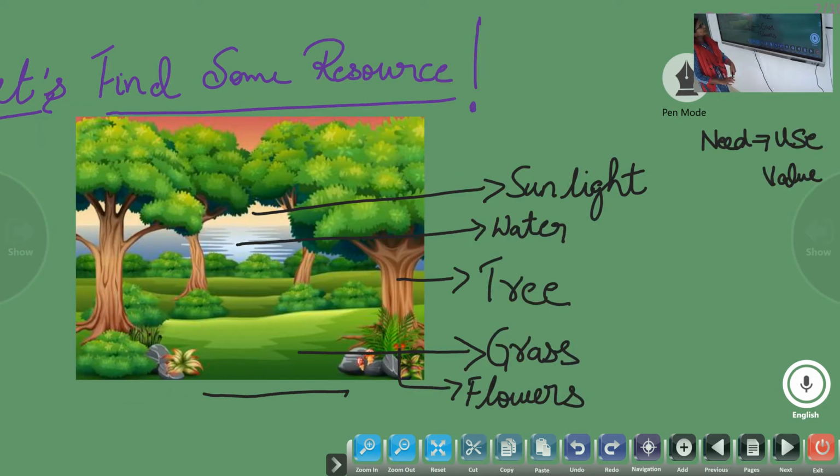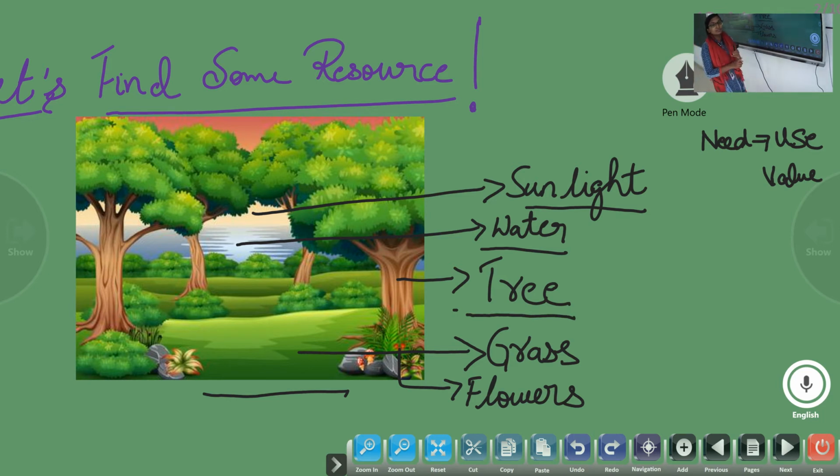So, the first thing we speak of is sunlight. Do we use sunlight? Yes. Is there value for sunlight? Yes, because without sunlight we would not have light. Water, do we use water? Yes. Is there value for water? Absolutely yes. Tree? Do we use tree?